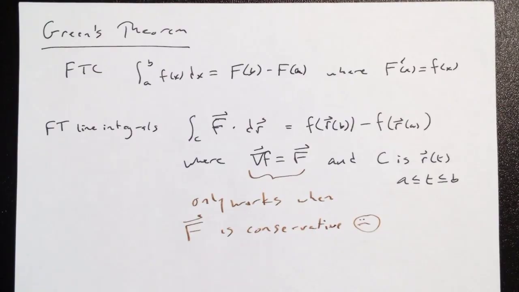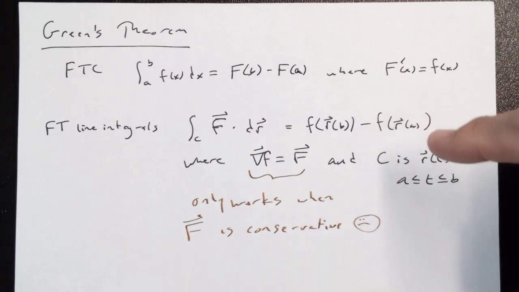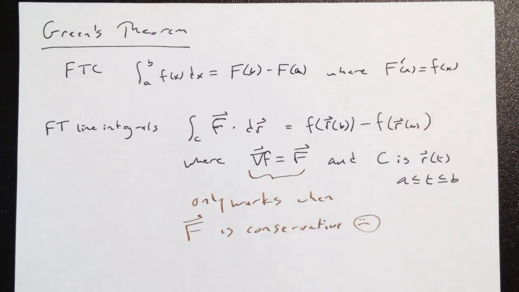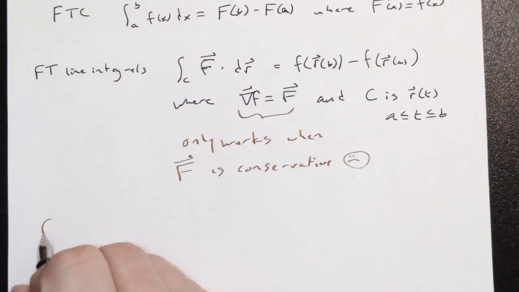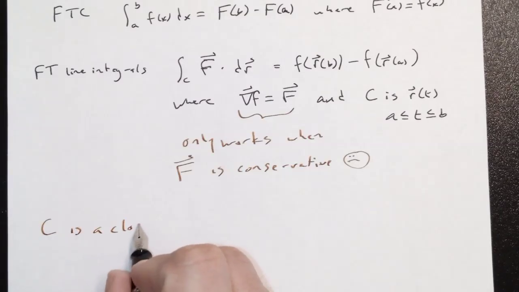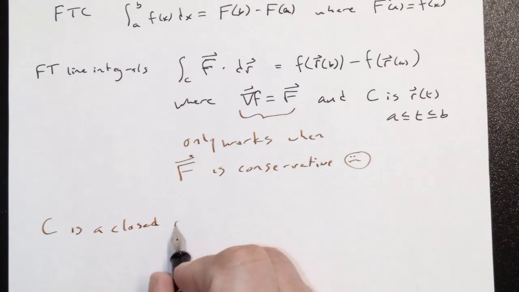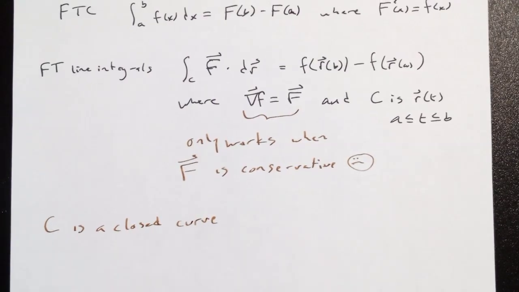So if I don't have a conservative vector field, what am I going to do? Well, I really don't just want to think about this for open curves. I really want to think about this for closed curves, because that's the more interesting case. So let's consider a closed curve. Let me add a simple closed curve.